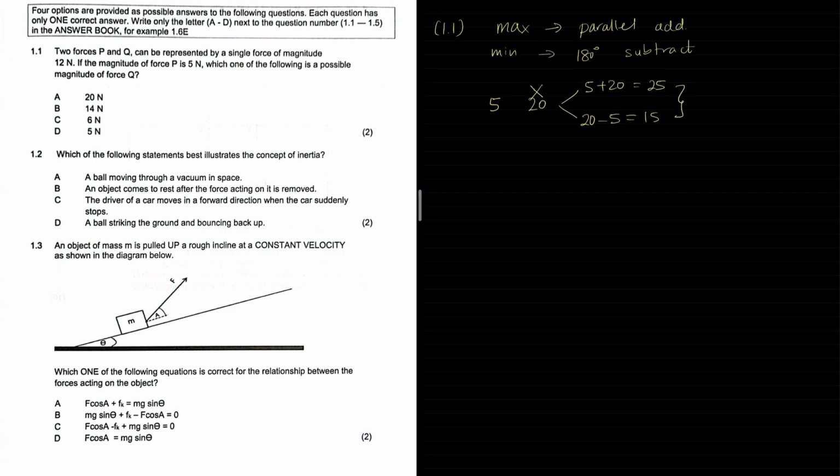Then we check our next option, we'll go with 14. So we'll check 5 and 14. The maximum between 5 and 14, 5 plus 14, gives us 19. And the minimum will be 14 minus 5, which is 9. Now anything between that is possible. 12 is between that, so this option is the correct option. And so the answer for 1.1 is B.